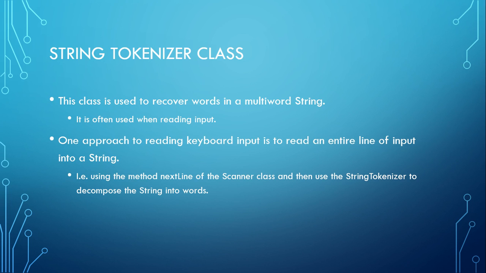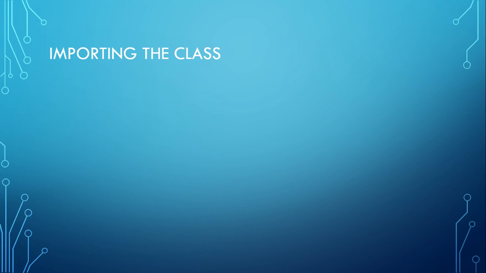Now, one approach to reading keyboard input is to first read an entire line of input into a string. We've seen this before, like keyboard.nextLine, for example. So we could use that method nextLine, the Scanner class, and then we can use the StringTokenizer to decompose the string into words. So if I want to find out just a word within the string, this is how I can break it down. Now, we haven't done this previously back when we talked about strings because that would require us having knowledge of what a loop is and also having knowledge of what a constructor is.